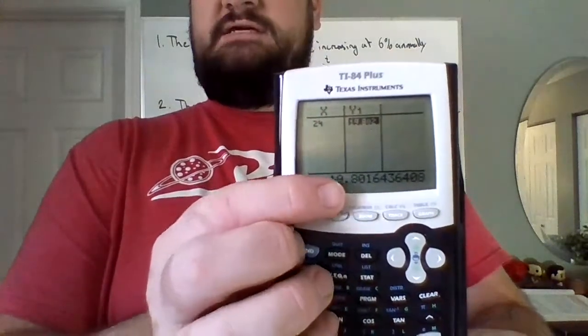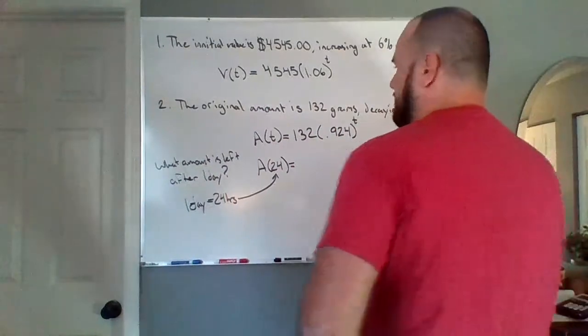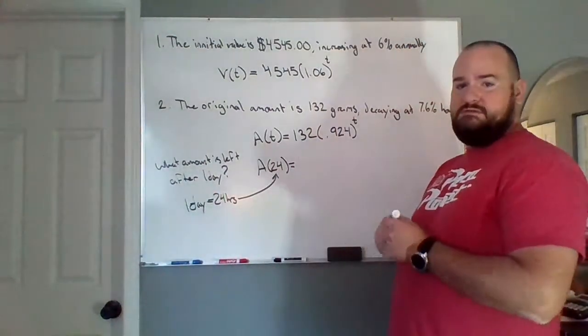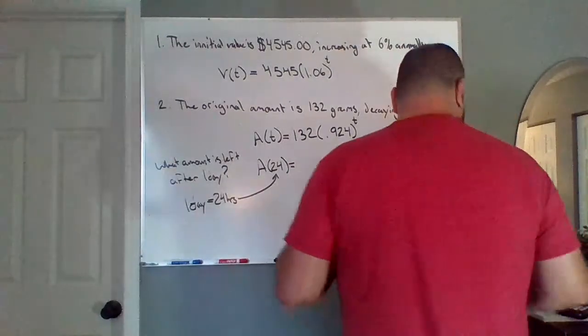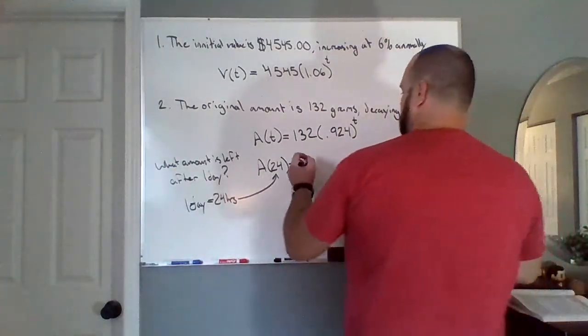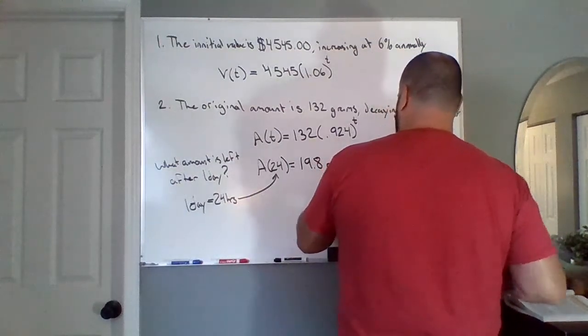You can see there's 19.8 left. So that means that this thing that initially had 132 grams, that decays at 7.6% an hour, after 24 hours, will have 19.8 grams.